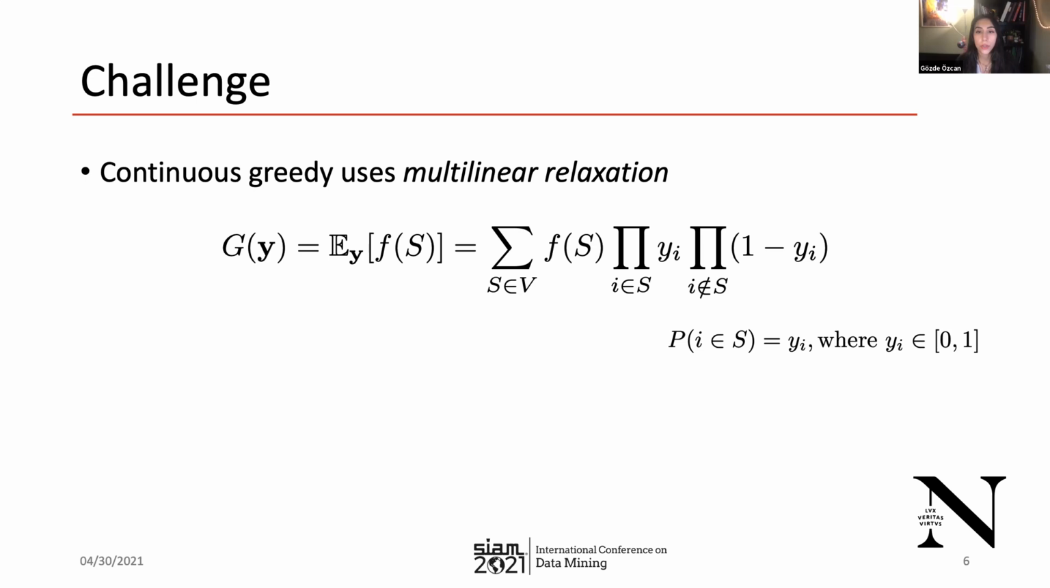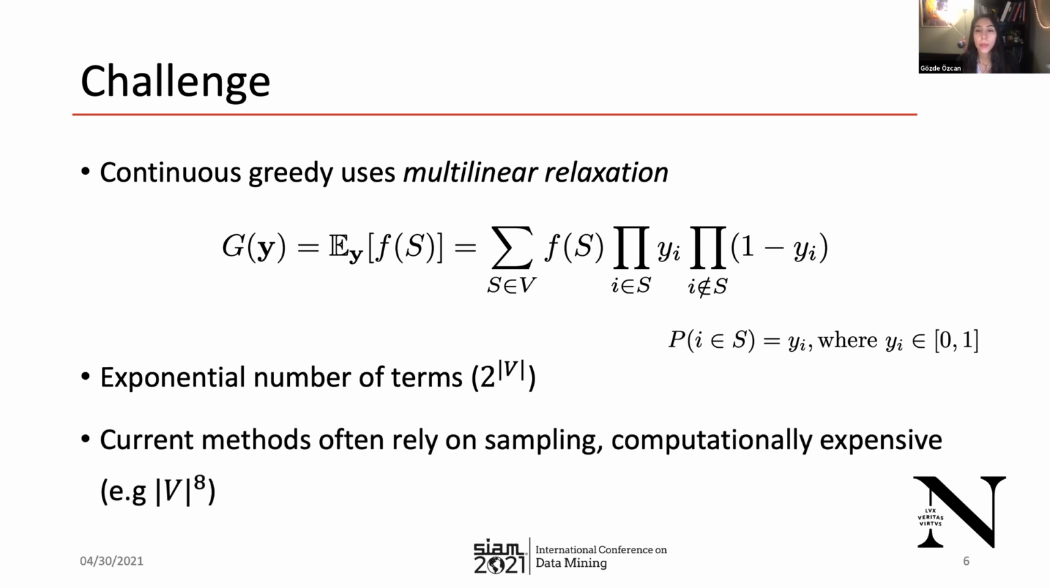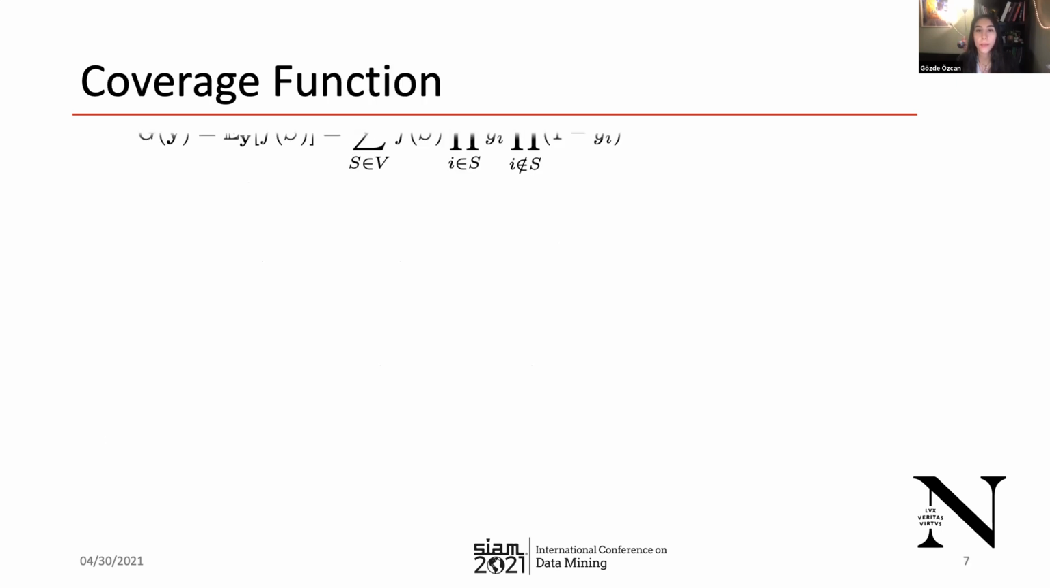This causes a certain drawback. In particular, computing the multilinear relaxation requires a summation over exponential number of terms. Current methods often rely on sampling in order to compute this in polynomial time. However, computing the multilinear relaxation with sampling can be still expensive, considering the number of samples required can go up to the 8th power of the size of the ground set in some cases.